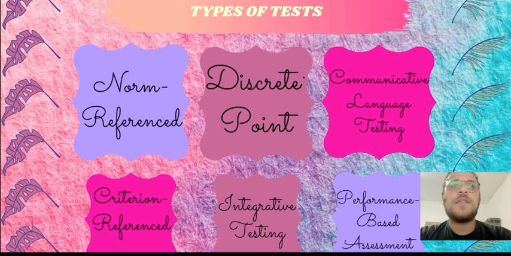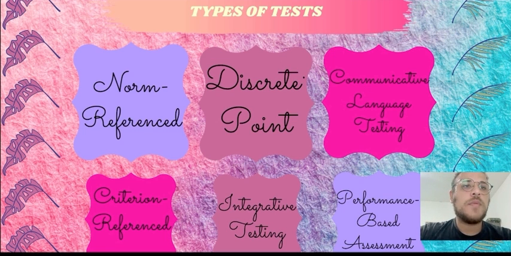We have the norm-referenced tests, when we have an average score of all the abilities that were judged during the test, and we give this score to the students. It's more used in language proficiency tests.